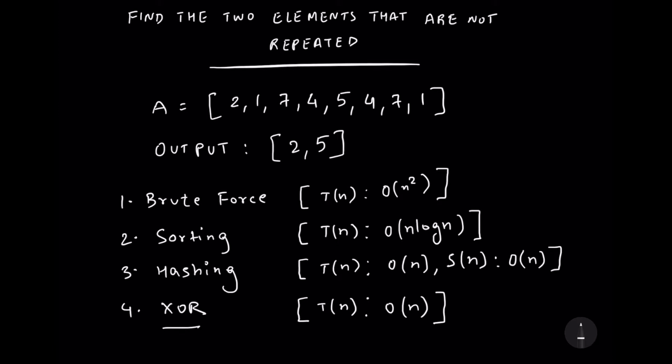Before proceeding to XOR, let's see what are the other ways to solve this. So first is brute force, second is sorting, third is hashing. These approaches are similar to what I have discussed in the previous video. Please take a look and see if you can solve this question using these three approaches discussed in the previous video. The link is again mentioned in the description. Do let me know if you need an explanation on the above approaches, and I'd be happy to make another video for the same. In this discussion, we'll focus on the XOR operation.